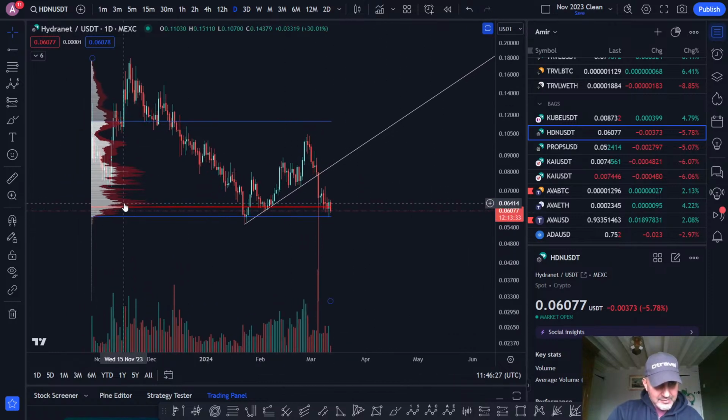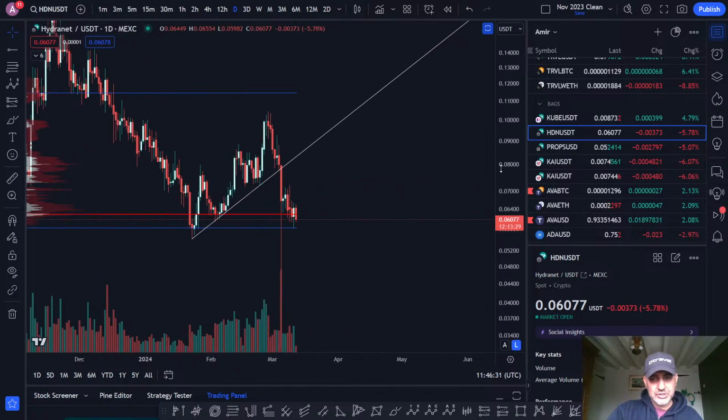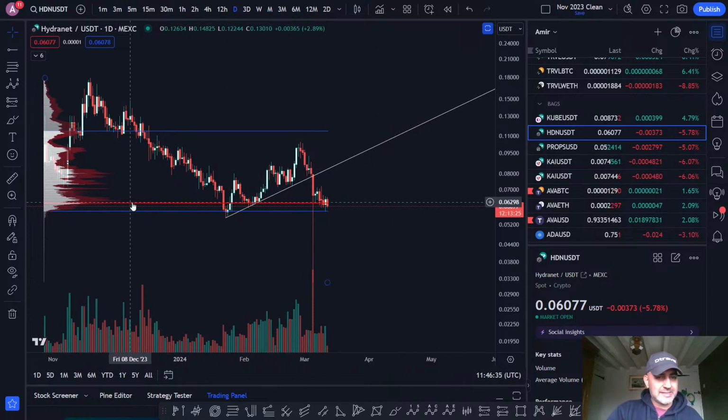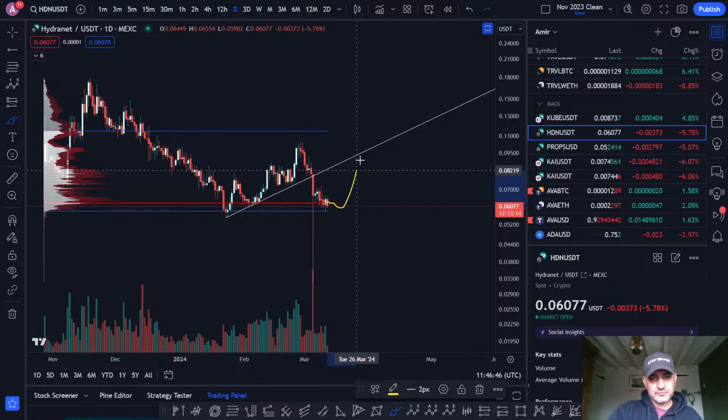Something interesting is that the point of control has moved to the lows of this range now. That's really bullish. FYI, if anyone's interested in this, that's what you want to see. Accumulation at the lows of this range. Hold the bottom of the range, but you just want to see the point of control move to the bottom. Put in some volume here, then work our way back up.